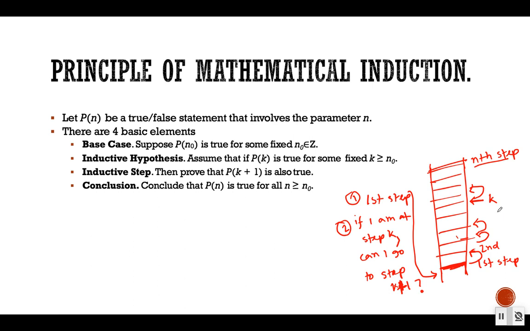If I can say that I can take the first step, and being at any step, I can also take the next step, then it works. If I'm at the first step, I can take the second step. If I'm at the second step, I can take the third step. So that means if I'm at step k, I can go to step k plus 1. Then I can say that yes, I can go to any step in the ladder.